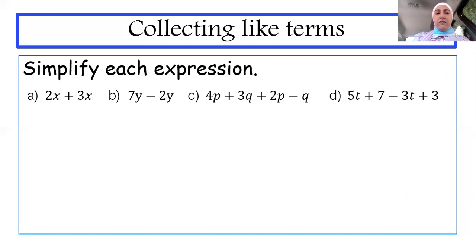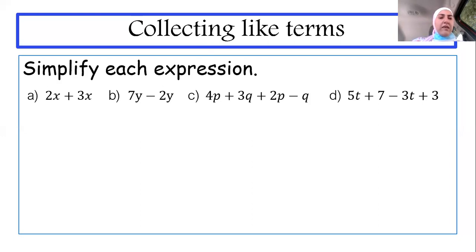So if I have 2x plus 3x, can you actually add them? If yes, all of you, please write the answer in the chat. I'm waiting for the answers from everyone. Excellent, 5x. Okay, now let's go to the next question. 7y minus 2y, can you actually do it? Excellent, 5y.